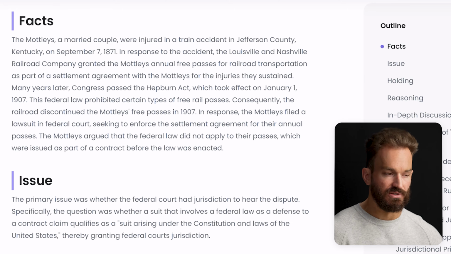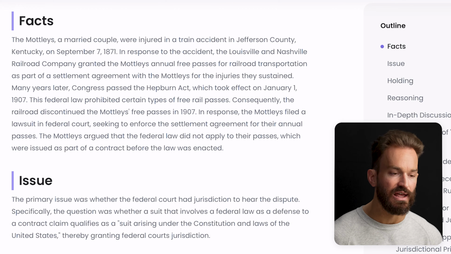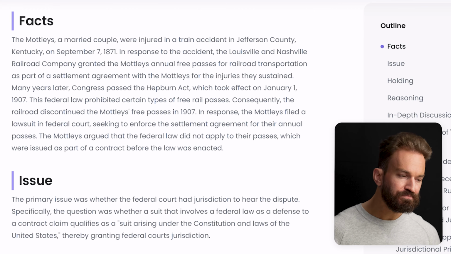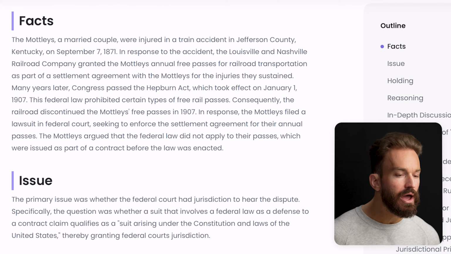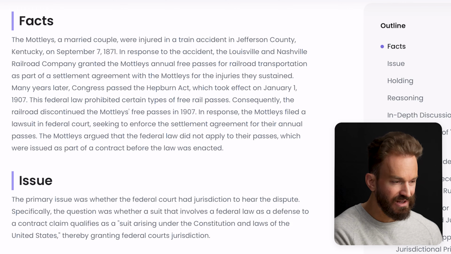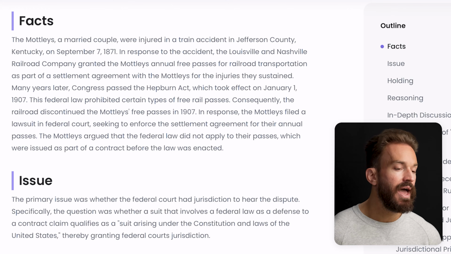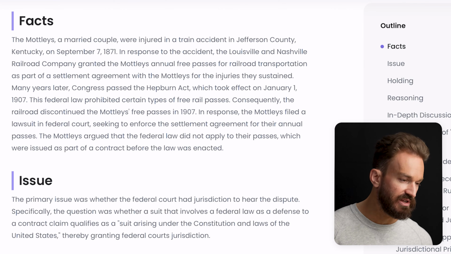So here, the Motleys, a married couple, were injured in a train accident in Jefferson County, Kentucky on September 7, 1871. In response to the accident, the Louisville and Nashville Railroad Company granted the Motleys annual free passes for railroad transportation as part of a settlement agreement with the Motleys for the injuries they sustained.